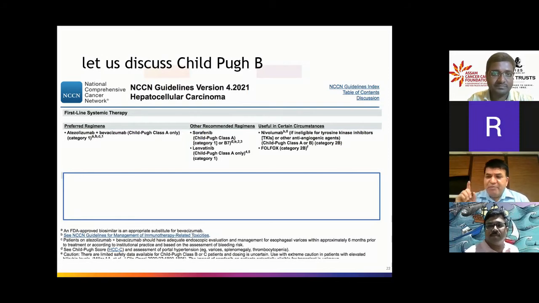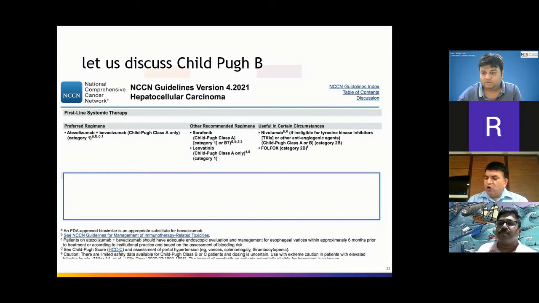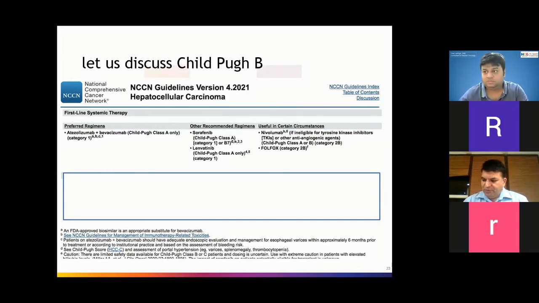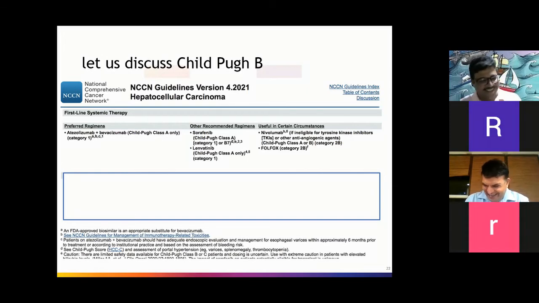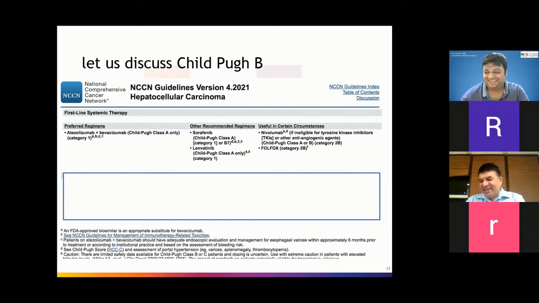Ghanshyam Biswas, sir, would you give atezo plus bev combination in B7, yes or no? Yeah, if the general condition is good, because B7 is very subjective, as we discussed. So you would give. Yeah, so we can give it. Okay. So 2 for yes and 1 for no. Dr. Viraj, yes or no? Yes. So 3 for yes, 1 for no. Dr. Rishabh? Tempted medically, but not given yet. I'm afraid more medico-legally. Okay, so 3 yes, 2 no.